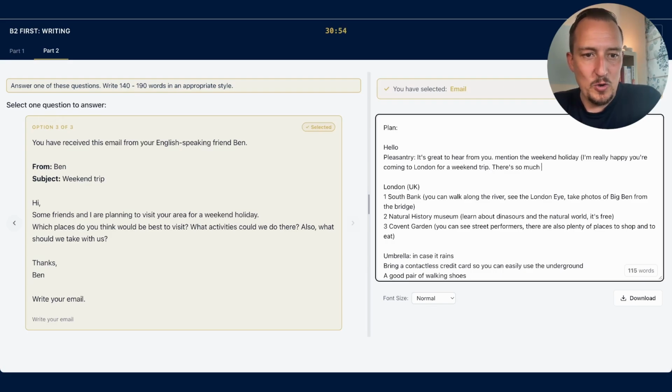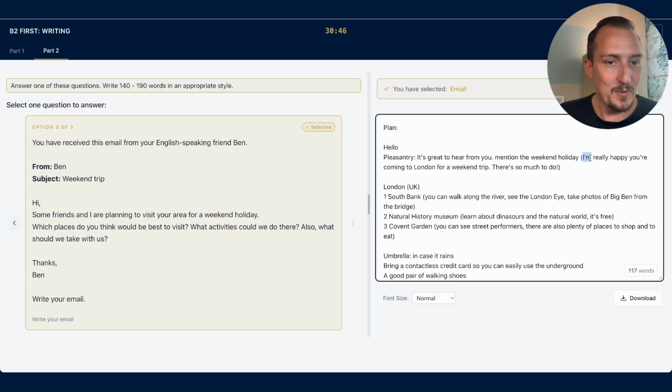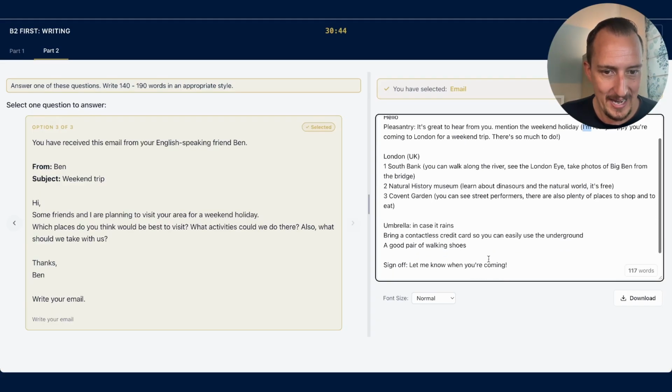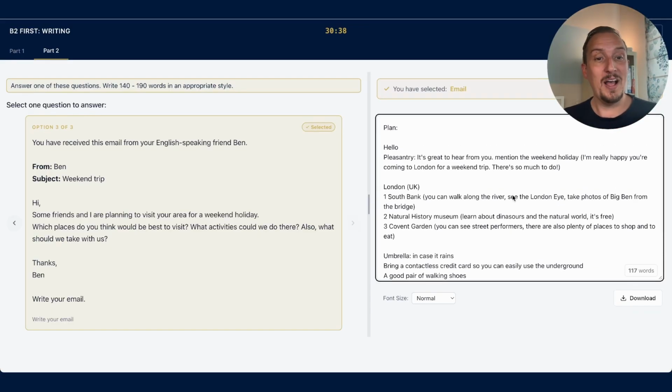Something like there's so much to do. Or something like that. Notice lots of contractions. That's great. That's an informal style, so that's good. So we've got I'm. We used another one down here as well. Let me know when you're coming. Exclamation marks are really good for more informal style as well.